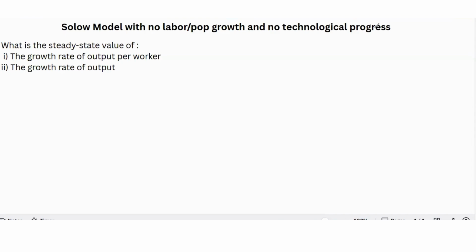Have any labor growth and we do not have any technological progress. So in this version of the Solow model, we want to find, number one, what is the steady state value of growth rate of output per worker and then growth rate of output. So let's start with the growth rate of output per worker in steady state.